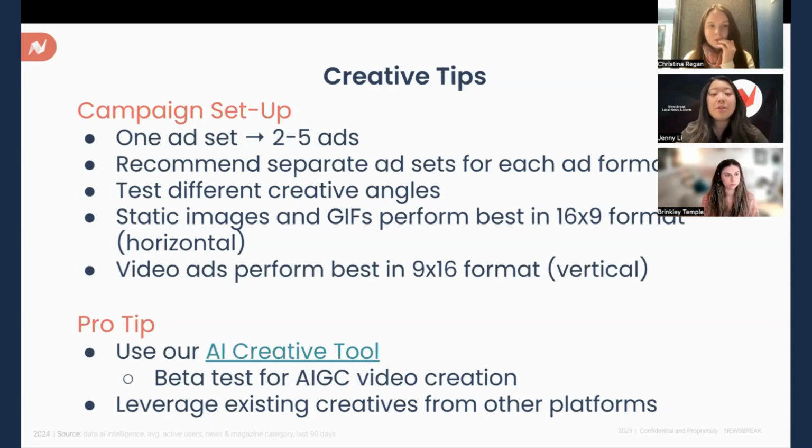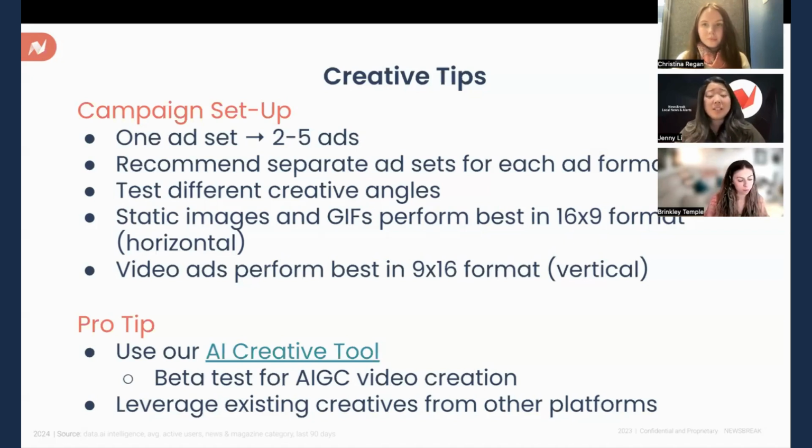Also really important to separate each ad set for each ad format. Make sure that you're not mixing horizontal images with vertical images within one ad set. Make sure you're not mixing horizontal videos with vertical videos within one ad set. This helps our algorithm better optimize towards that specific creative, since each creative has a good slot for the placement. And then always test different creative angles. Make sure you're not running any duplicates or very similar creatives within your account or within your campaign. Always test more unique and distinct creatives.